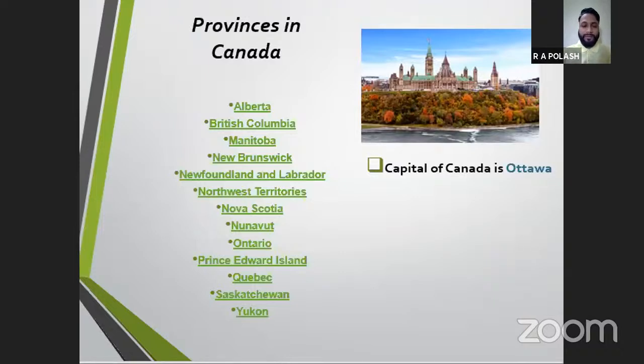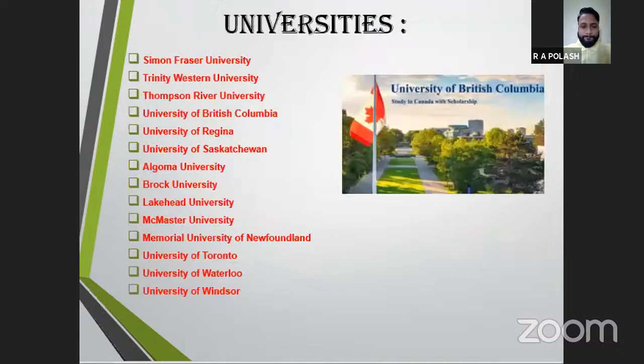There are a lot of universities over there, and their universities are very friendly to study in. Here are the universities of Canada. These are top-ranked universities in Canada. If you want to study in Canada, those universities are very good and very friendly to study. And if you get any post-graduation or undergraduate course from here, your future will be bright.